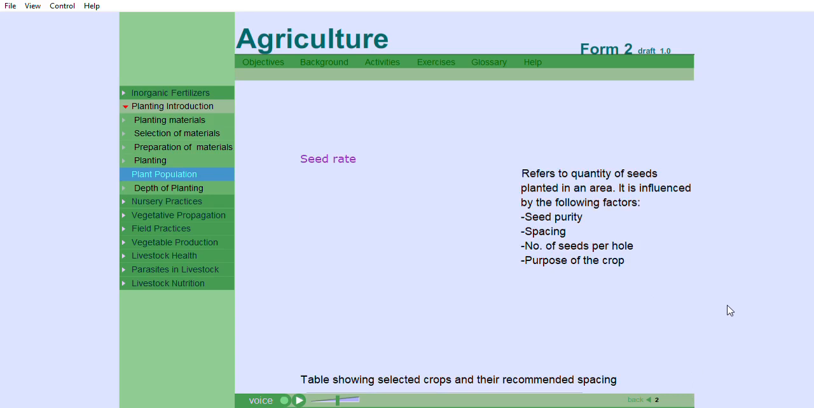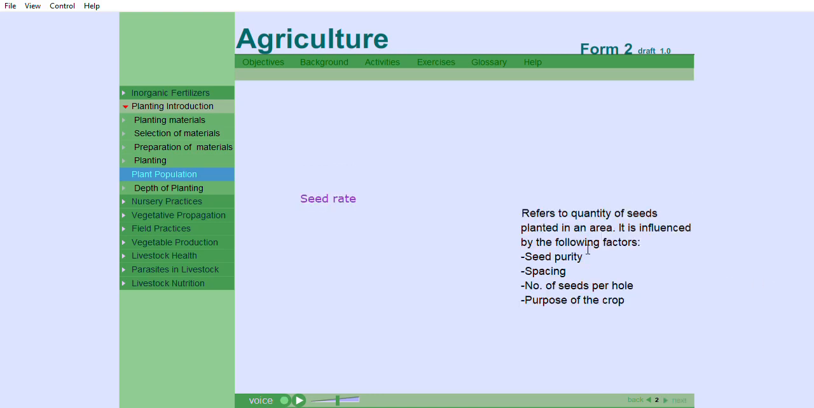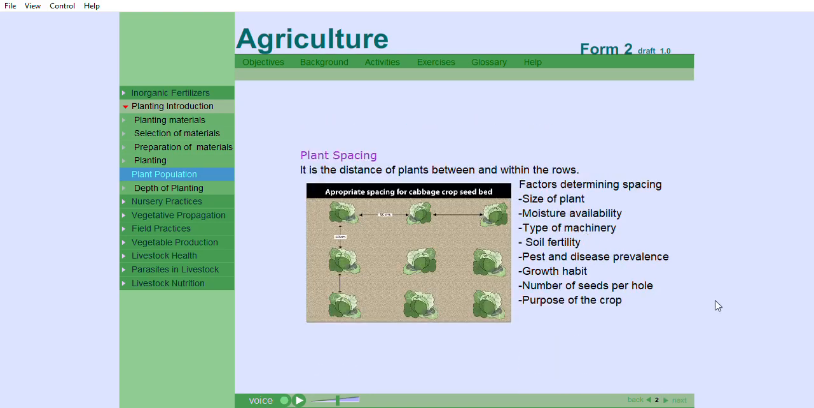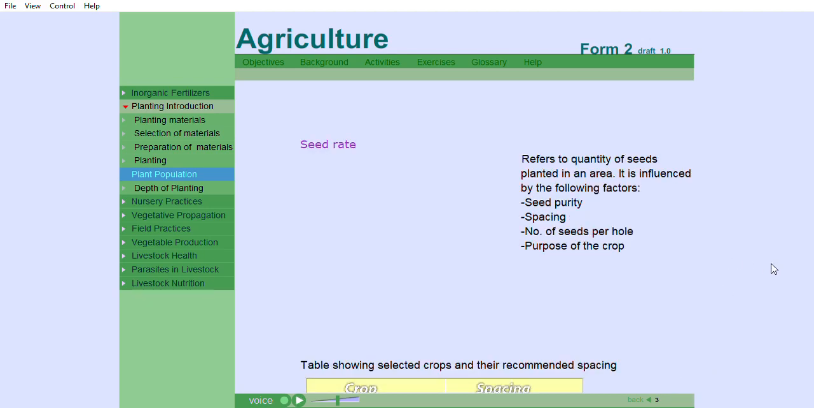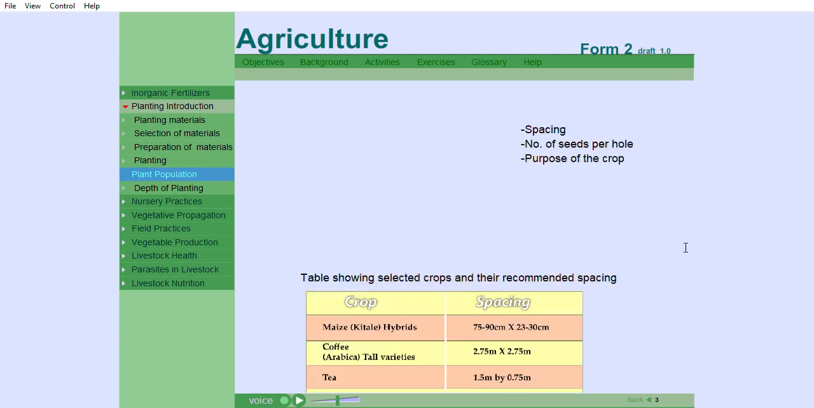Plant spacing. It is the distance of plants between and within the rows. Factors determining spacing: size of plant, moisture availability, type of machinery, soil fertility, pest and disease prevalence, growth habit, number of seeds per hole, and purpose of the crop. Seed rate. It refers to quantity of seeds planted in an area. It is influenced by the following factors: seed purity, spacing, number of seeds per hole, and purpose of the crop.